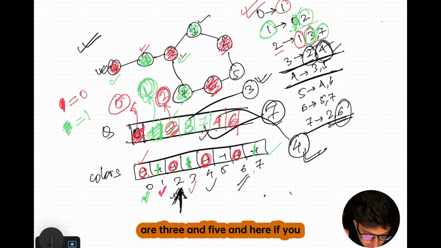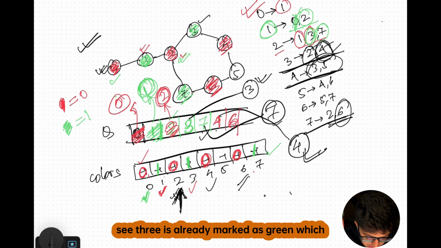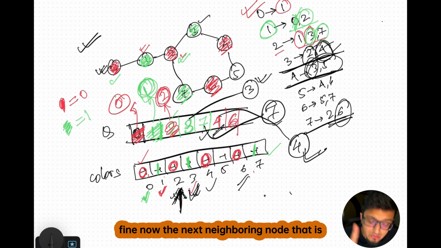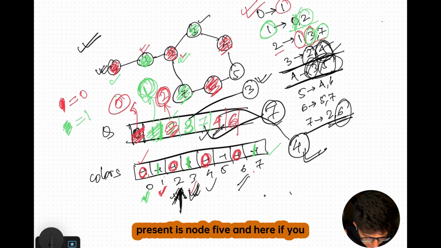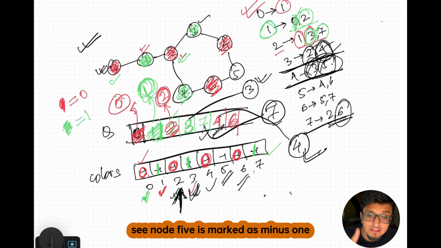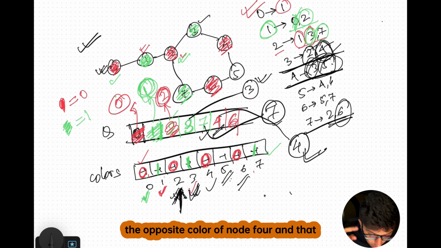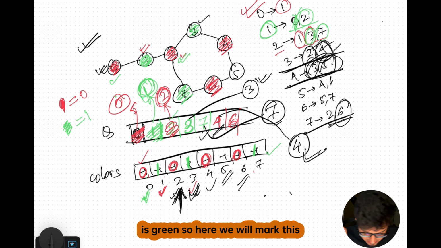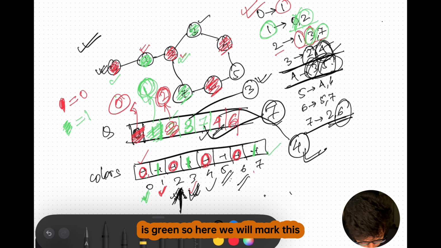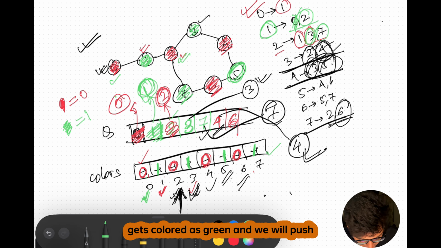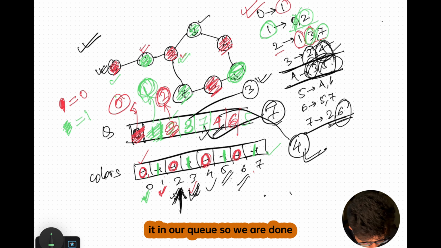And the neighboring nodes are 3 and 5. And here if you see, 3 is already marked as green, which is opposite of node 4, so it is fine. Now the next neighboring node that is present is node 5, and here if you see, node 5 is marked as -1, means uncolored, and here we have to place the opposite color of node 4, and that is green. So here we will mark this node as 1, and thus our node 5 gets colored as green, and we will push it in our queue.